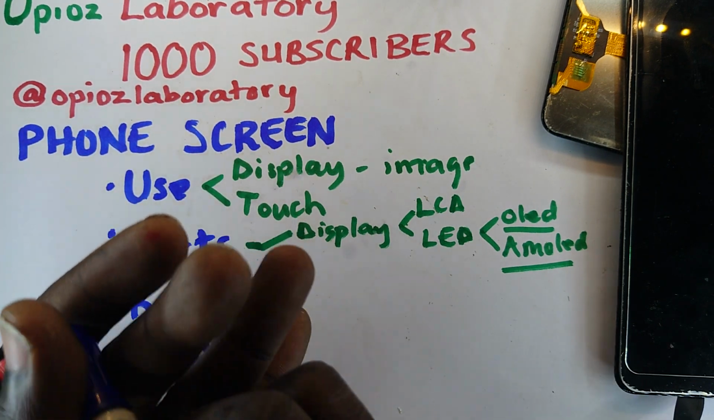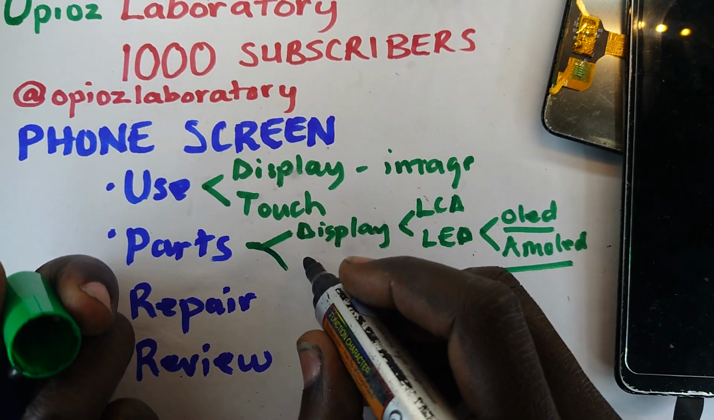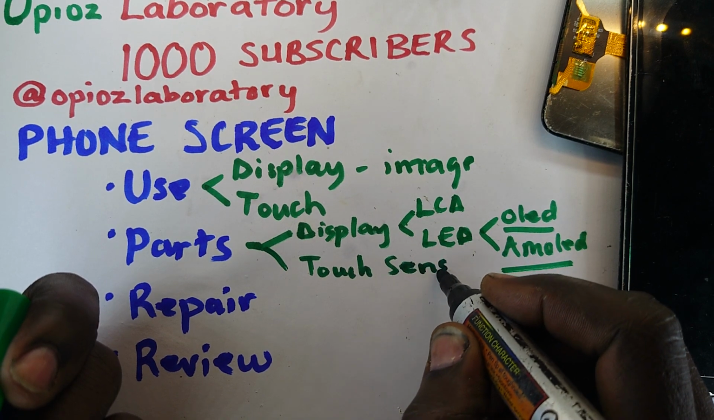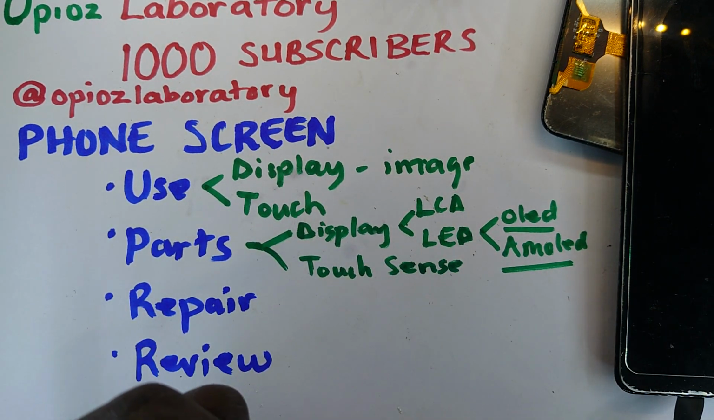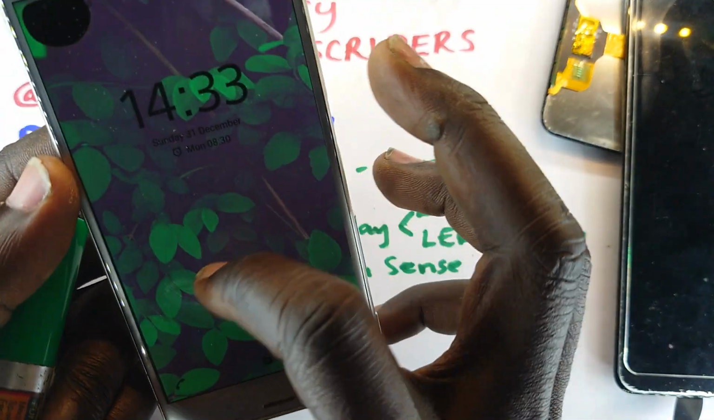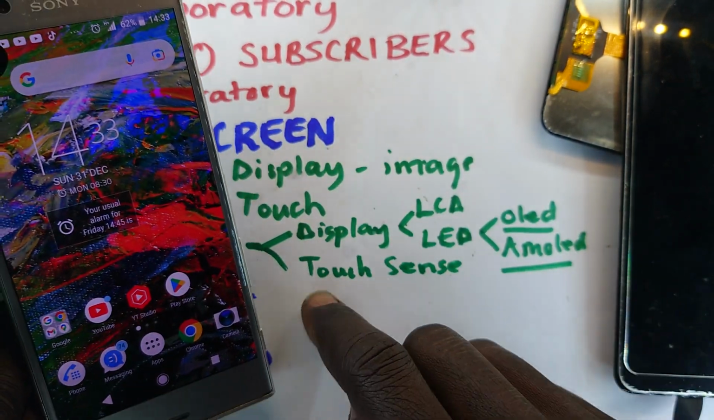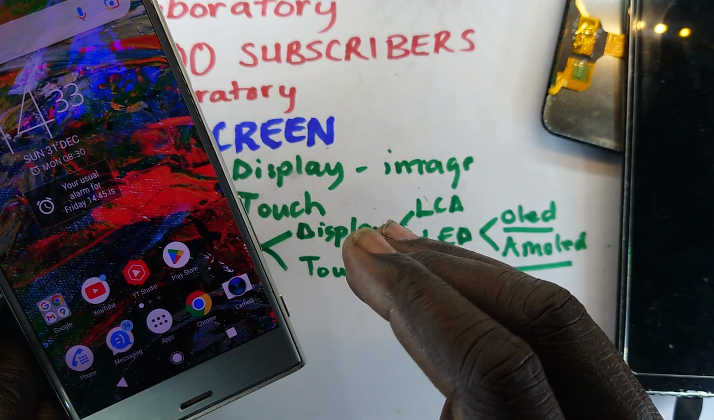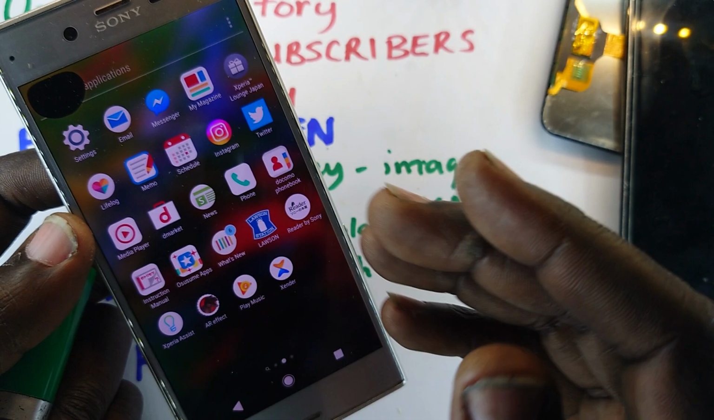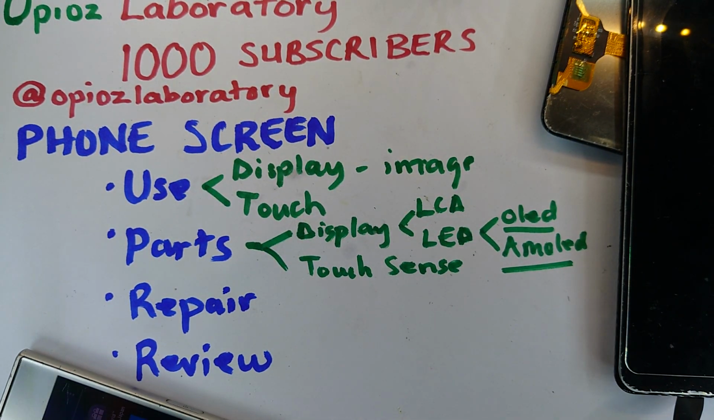Now, the other part of the phone screen is definitely the touch sensor, which at times people call the digitizer, and this is where all the gestures that you do on the screen will be registered. For instance, when I put in my pattern, that is the touch sensing layer doing that job. When we look at the pictures that have been shown here, that is the display layer. So understand the smartphone screen to be basically two layers.